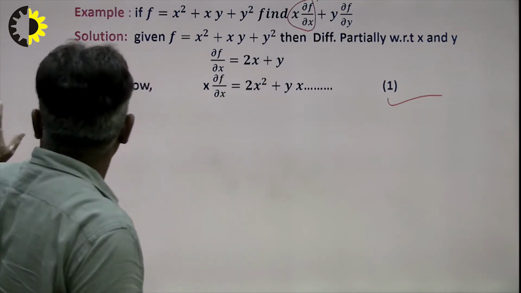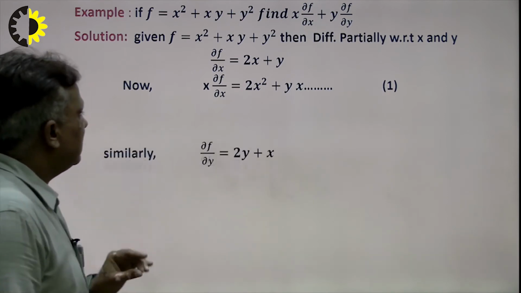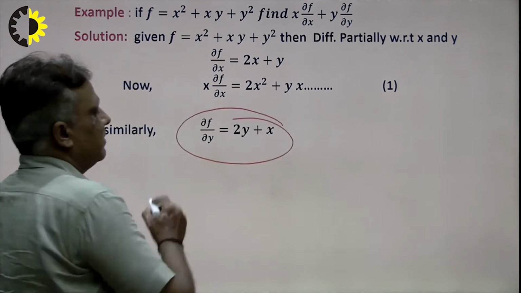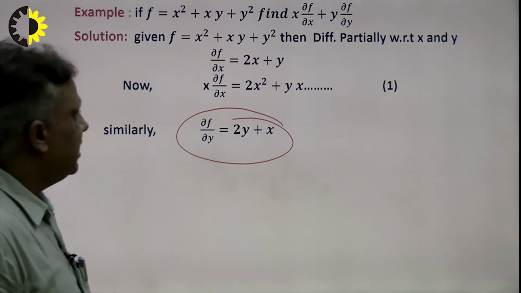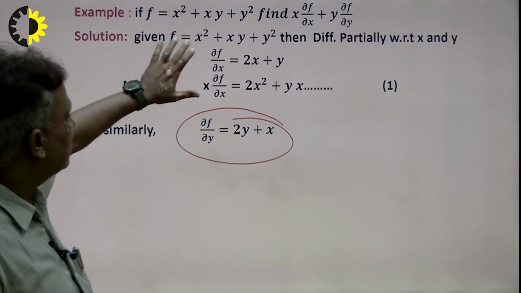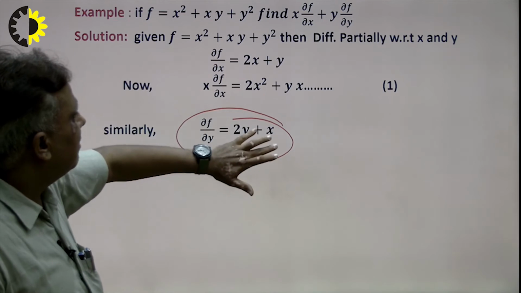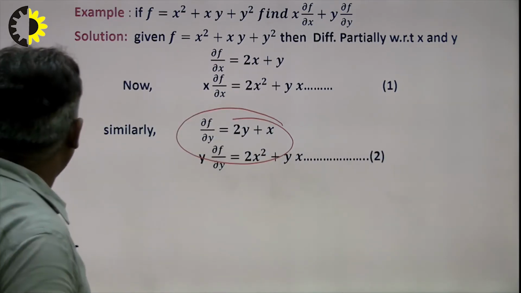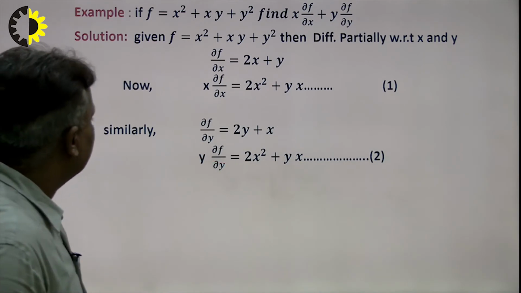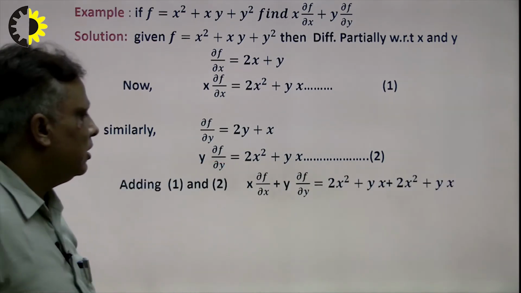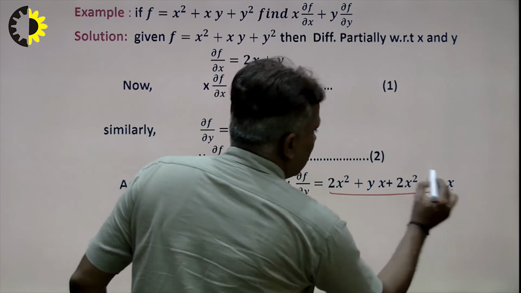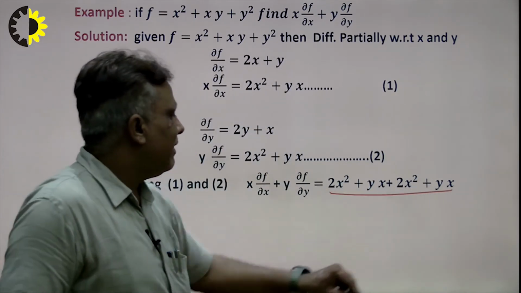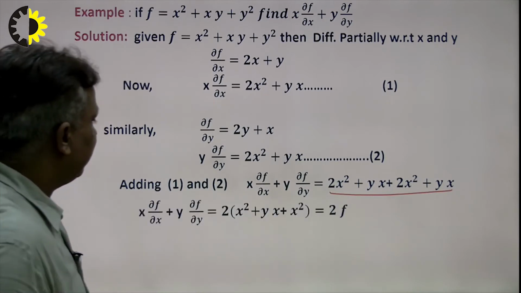Similarly, I calculate ∂f/∂y. That means differentiate with respect to y, and x is a constant in this equation. So x² gives 0, xy gives x, and y² gives 2y, and multiply on both sides by y, and add both terms. So what will be the result? After adding and summarizing, 2 is common, and the result will be 2f.